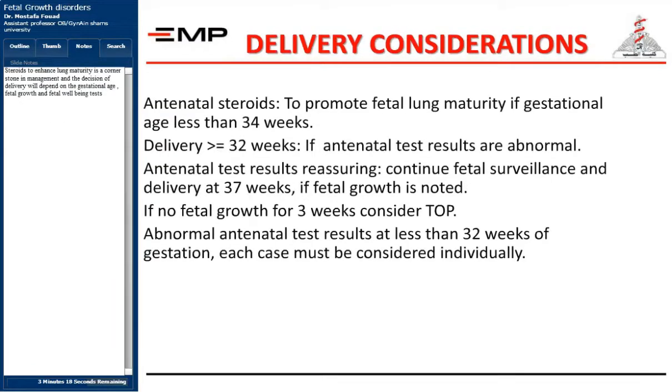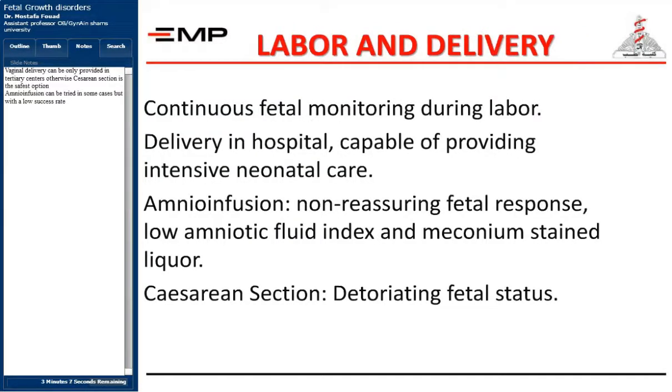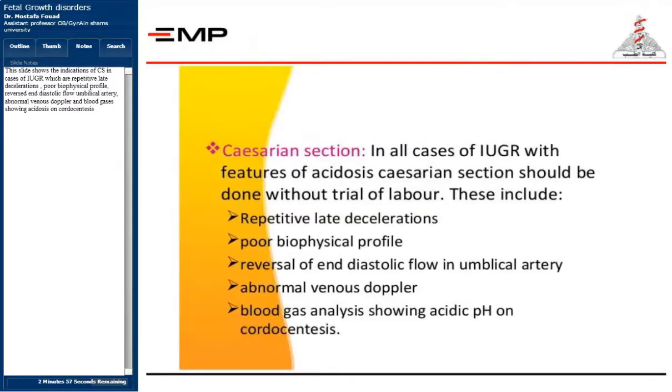Steroids to enhance lung maturity are a cornerstone in management, and the decision of delivery will depend on the gestational age, fetal growth, and fetal well-being tests. Vaginal delivery can only be provided in tertiary centers, otherwise cesarean section is the safest option. Amnioinfusion can be tried in some cases but with a low success rate. This slide shows the indications of CS in cases of IUGR, which are repetitive late decelerations, poor biophysical profile, reversed end diastolic flow in the umbilical artery, abnormal venous Doppler, and blood gases showing acidosis on cordocentesis.